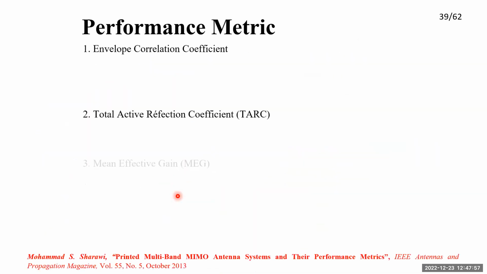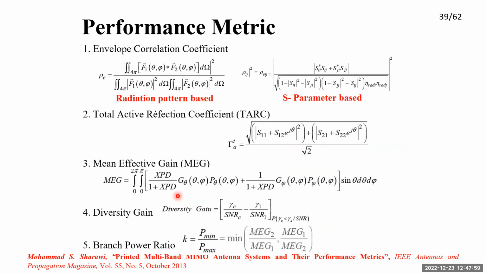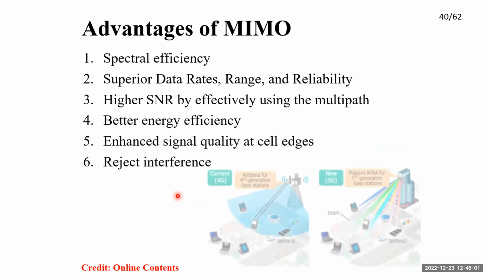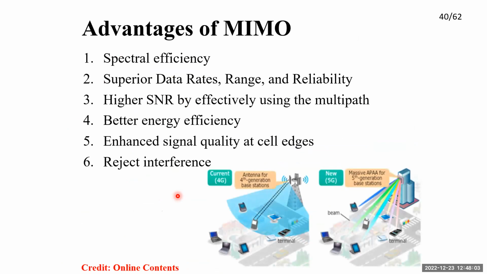Then this is about the performance metric. It's not required for you. Then the advantages of MIMO: spectral efficiency is high, and it rejects interference, because when you have interference here, your network will collapse.